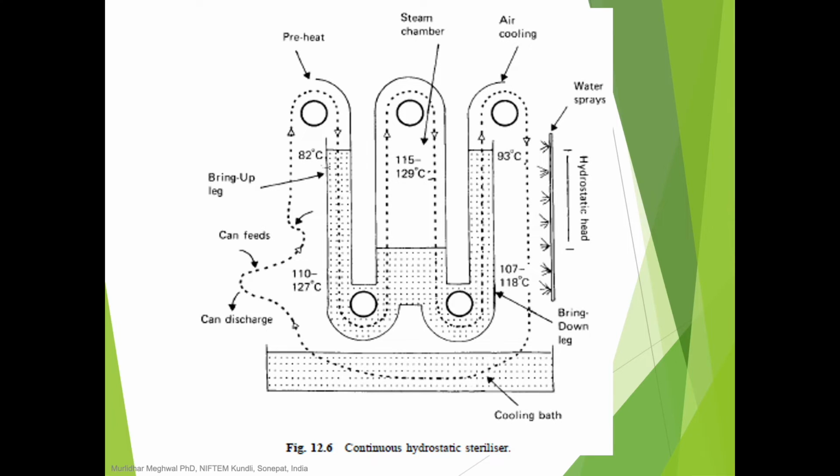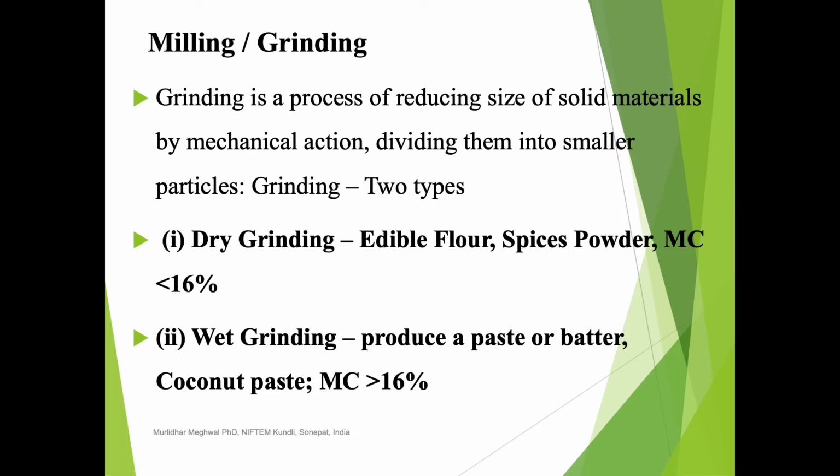Then further, for some time, the sterilization is done. After sterilization, it is taken to the air cooling section where the temperature is reduced. It is brought down to only 93 degrees Celsius. Then it has water sprays, where the temperature is reduced much more. And finally it goes to the cooling bath. In the cooling bath, further temperature reduction is done, and finally the can discharge is done, which is sterilized and the temperature is also reduced.